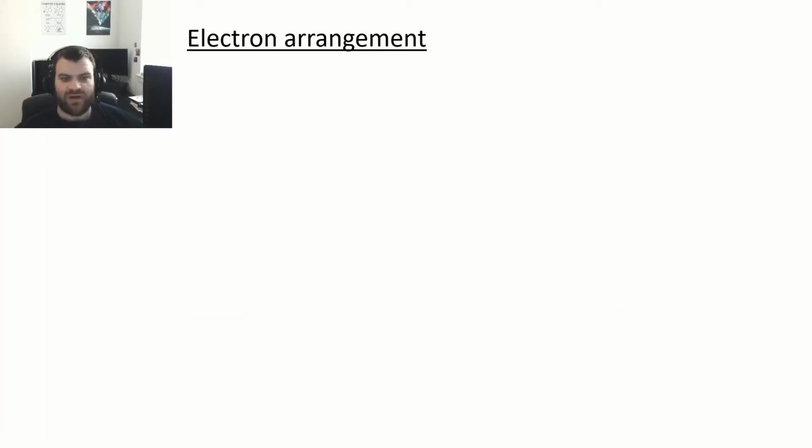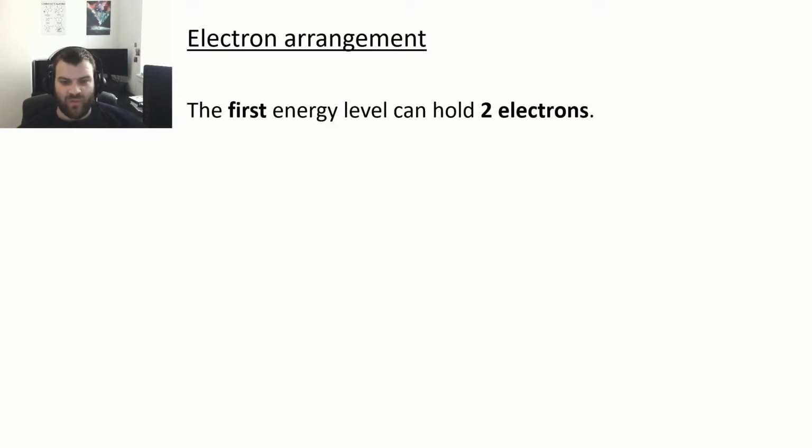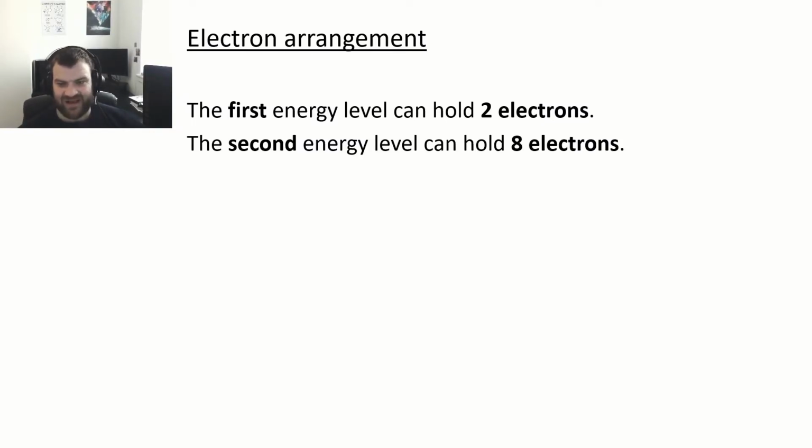We're going to look at how the electrons are arranged in an atom. We have to know that the first energy level can hold a maximum of 2 electrons. Our second energy level can hold a maximum of 8.